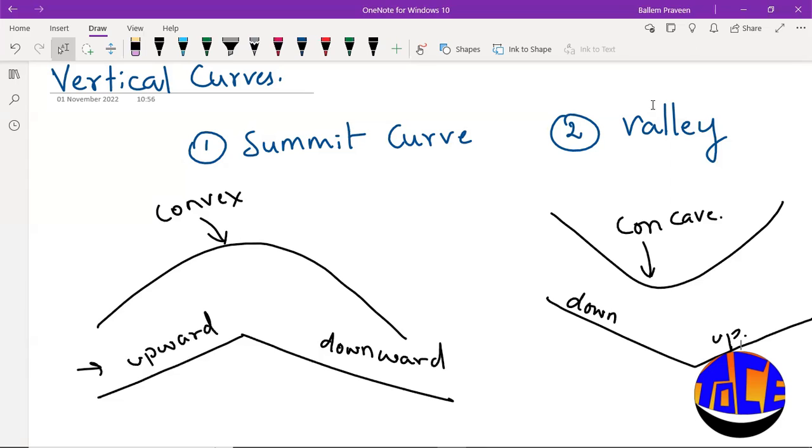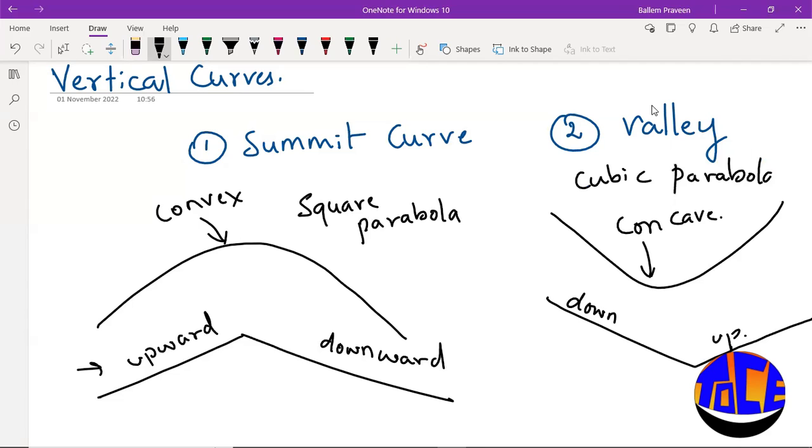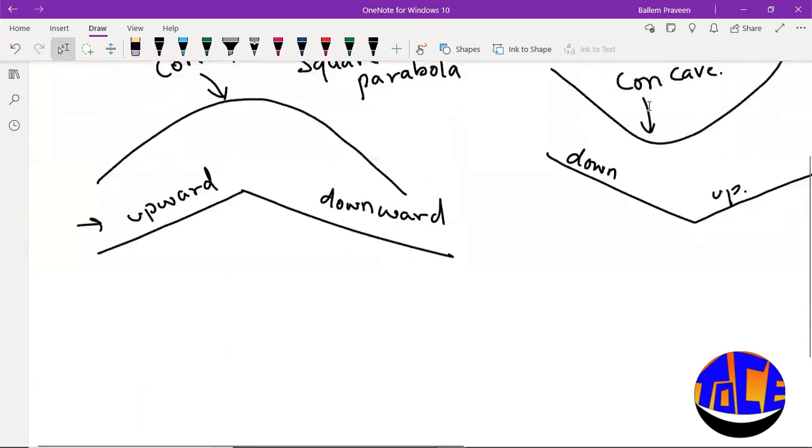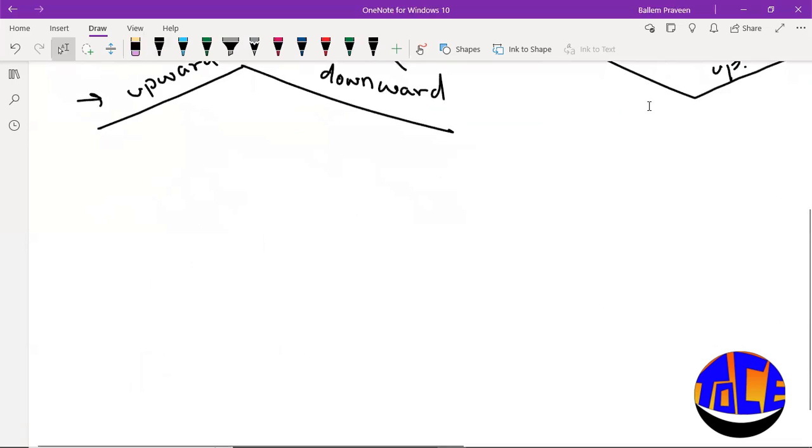And coming to the suitable shape for a summit curve, the suitable shape is square parabola. And for a valley curve, the suitable shape is cubic parabola. These shapes sometimes they will ask you in competitive exams. So for summit curve, the square parabola is a suitable shape, and for valley curve, cubic parabola is a suitable shape.